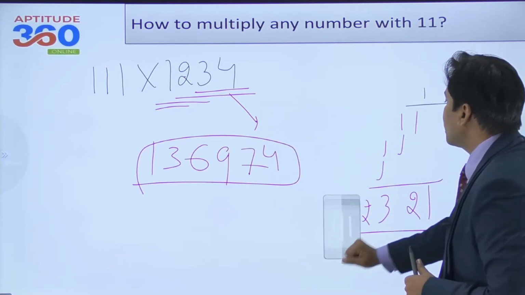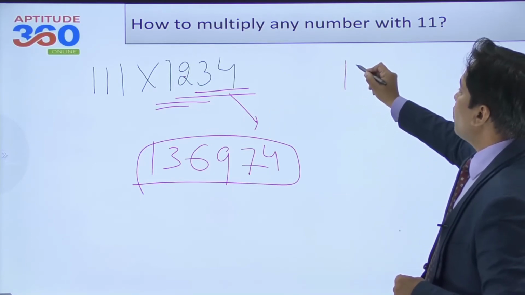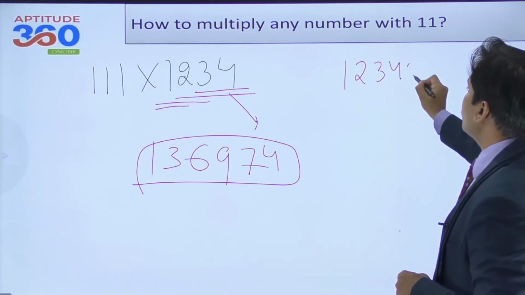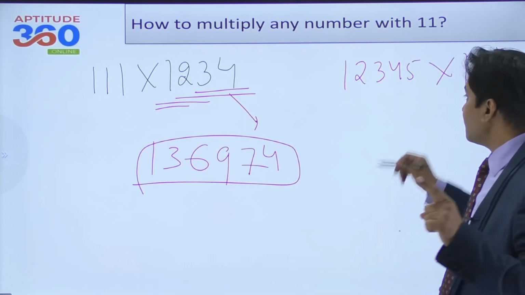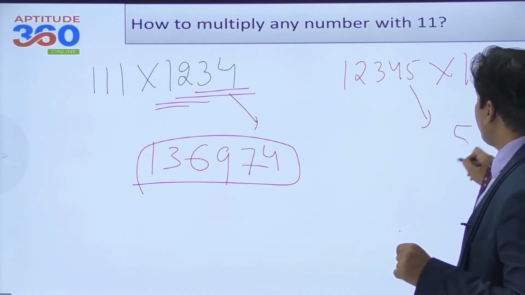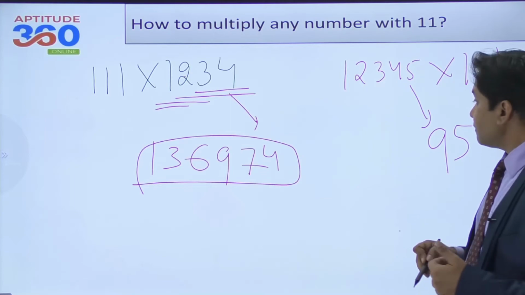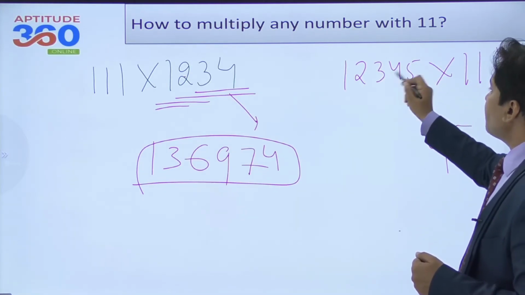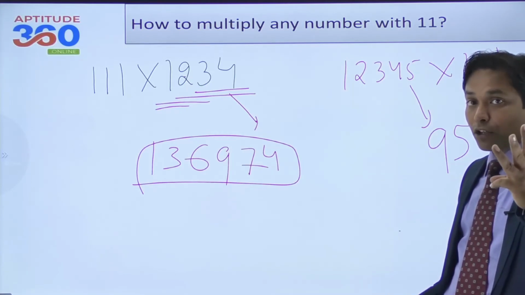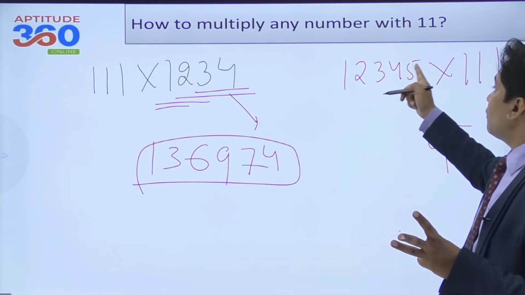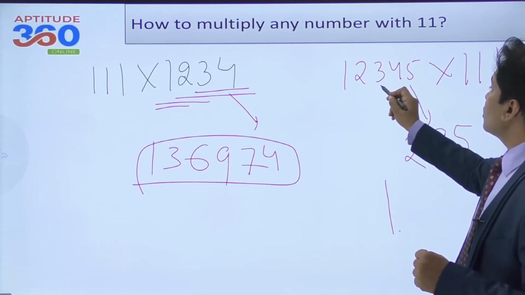I am going to solve one more problem so that you understand what I am doing out here. So 1, 2, 3, 4, 5 into 1, 1, 1. How do we get that answer in one line? Again, this number has to be 5. 4 plus 5 is 9. Everybody understands why this is happening. And then 3 plus 4 plus 5 is the first pair of 3-digit numbers. 3, 4, 5, that is coming out as 12, which is 2 and carry 1. And then you are done with this.